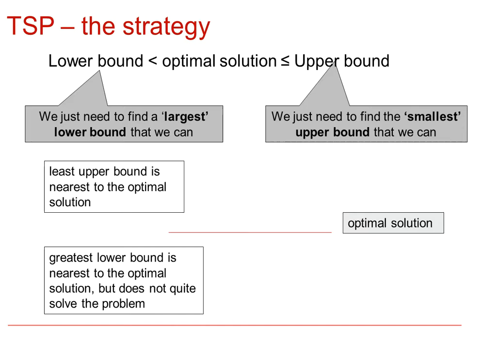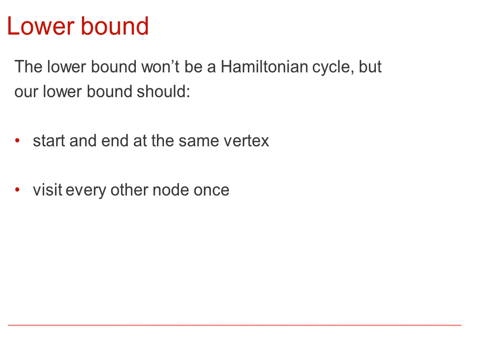In this video, we're going to concentrate on finding the lower bound, and we note that it needs to be the largest lower bound. So the greatest lower bound is nearest to the optimal solution, but it probably does not quite solve the problem, in that the lower bound won't be a Hamiltonian cycle, but it should start and end at the same vertex and visit every other node once.